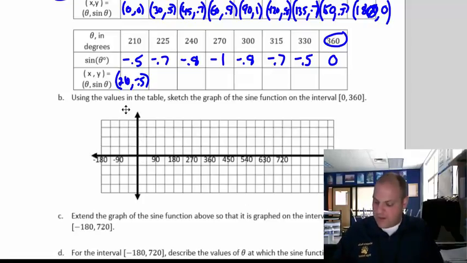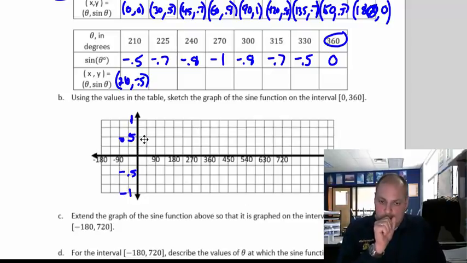Let's make the 1 up here. Let's make the top line 1, and let's make this 0.5. What am I doing? This middle line here is going to be 0.5. This will be negative 0.5. And this will be negative 1. So we're going to plot now these points.